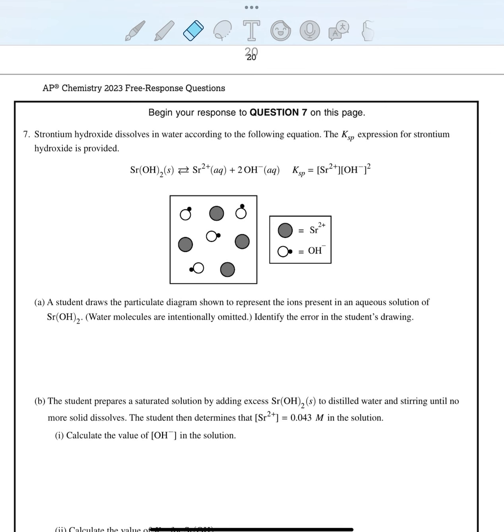Let's look at problem 7 on the 2023 AP Chemistry free response. This question is a solubility equilibrium question. That's Ksp, which stands for solubility equilibrium.